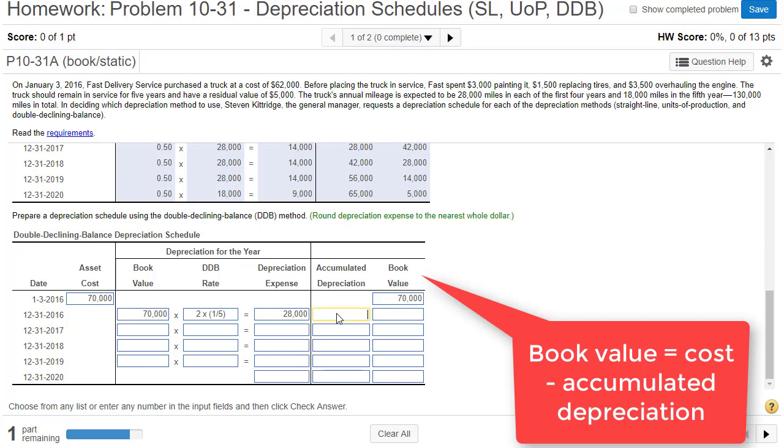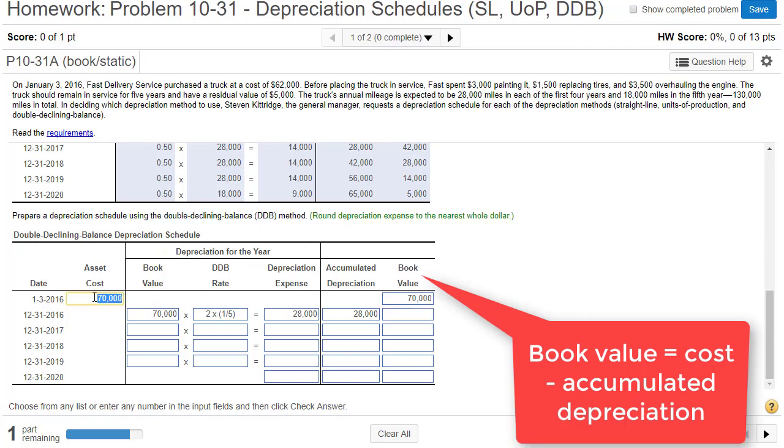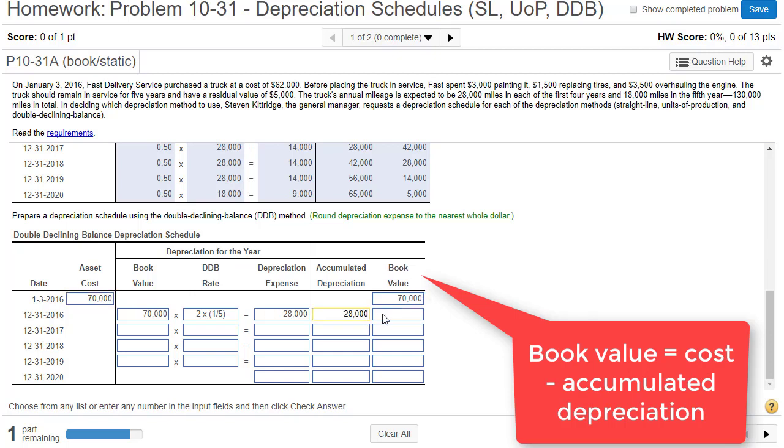And that means our first year's depreciation is the same as our first year's accumulated depreciation. So what is our book value? In this year, to calculate book value, take your $70,000, subtract your $28,000, that gives us $42,000.